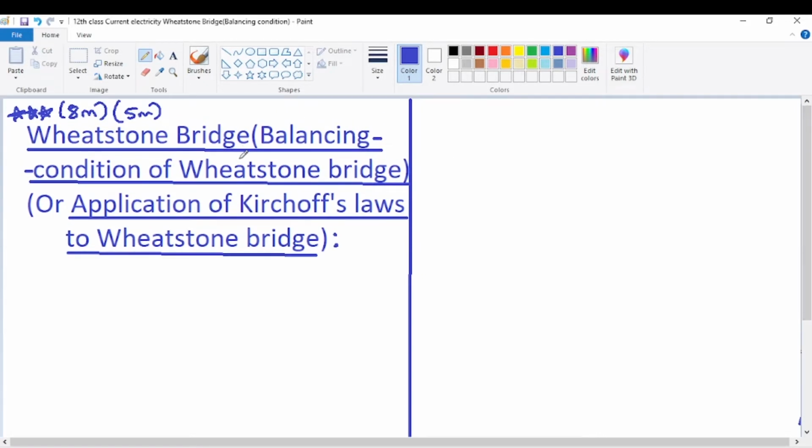Its main use is to find out, using this arrangement of resistors called a Wheatstone bridge, any unknown resistance. Whether it is 15 ohms or 20 ohms, that value can be determined exactly using the Wheatstone bridge. That's the main purpose of a Wheatstone bridge.